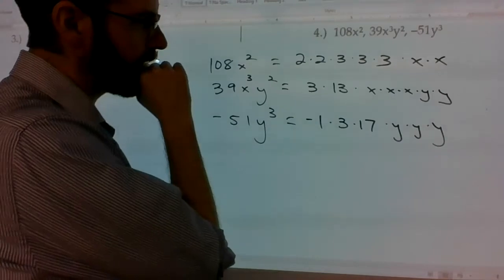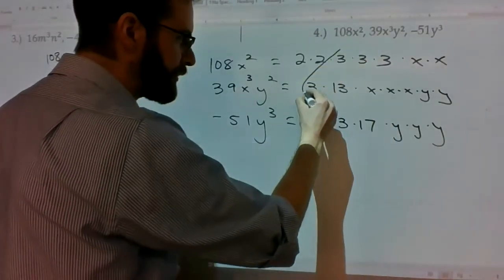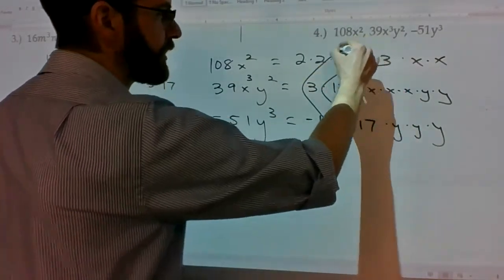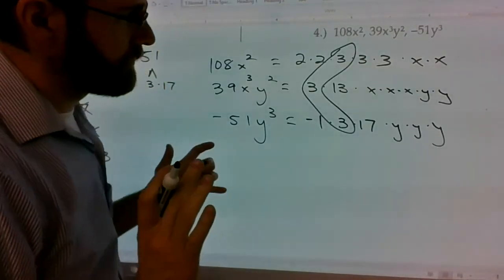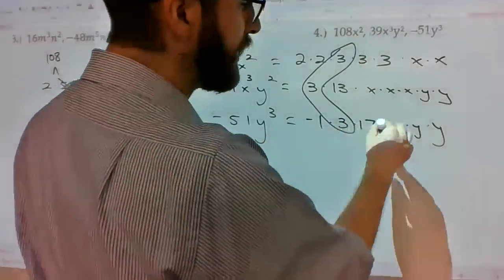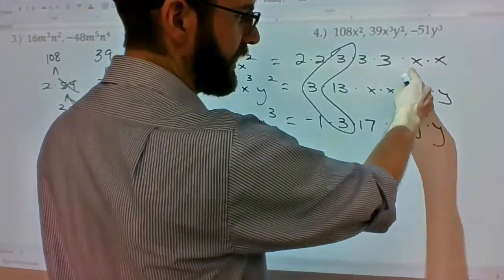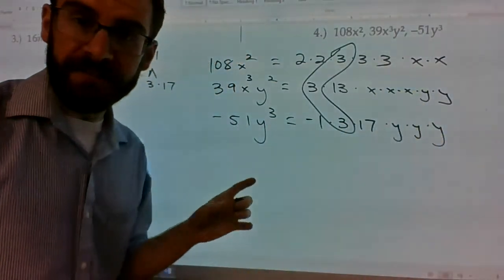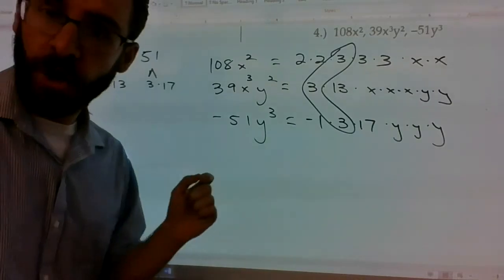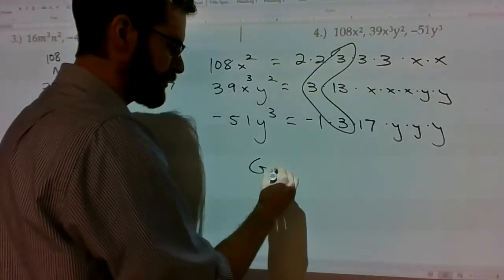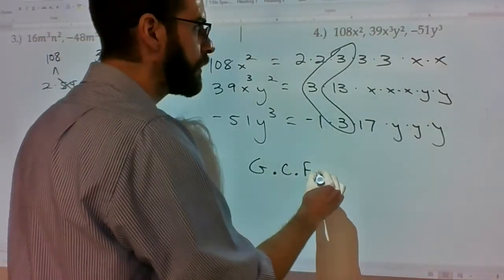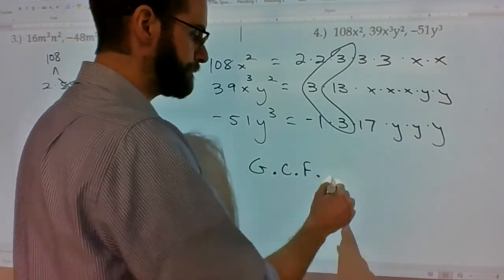So all 3 of them share a 3. But they don't share anything else. We can't start saying, well, these 2 share an x, and these 2 share y's. We have to just stop right there. That's all that all 3 of them share. So the greatest common factor is 3.